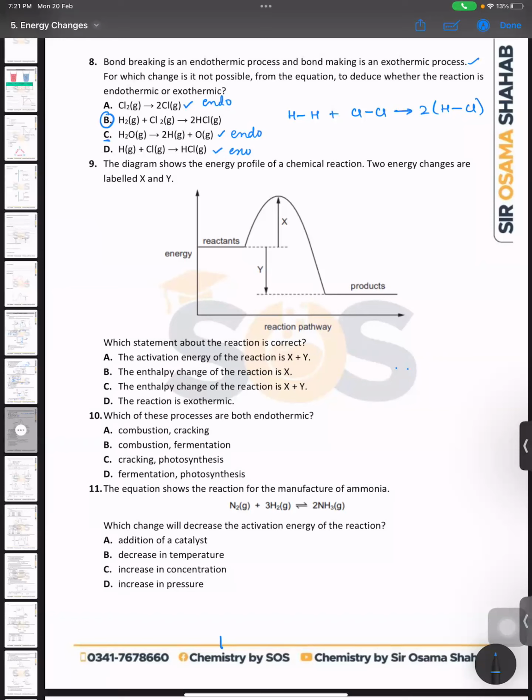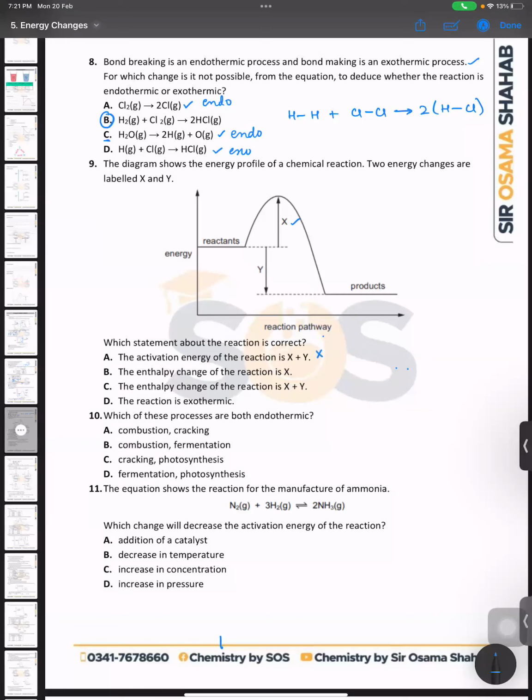चलें चेक करते हैं. The diagram shows the energy profile of a chemical reaction. The two energy changes are labeled X and Y. Which statement about the reaction is correct? The activation energy of the reaction is X plus Y. Activation energy क्या होती है? Reactant से highest peak and this is only X. So this is absolutely not the right answer.